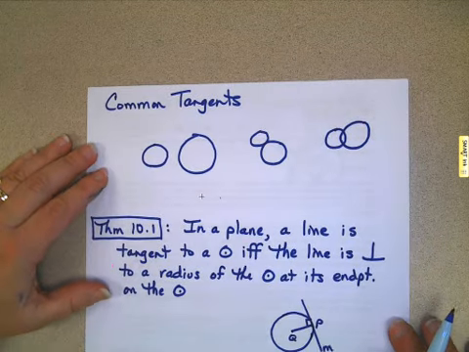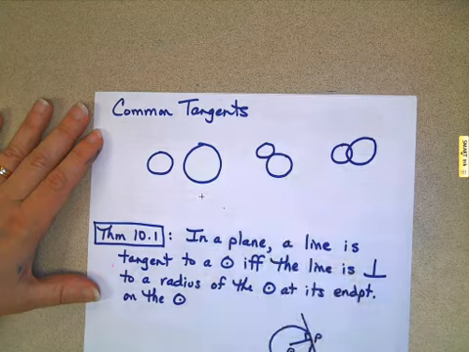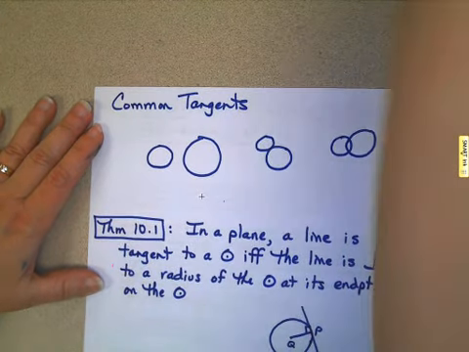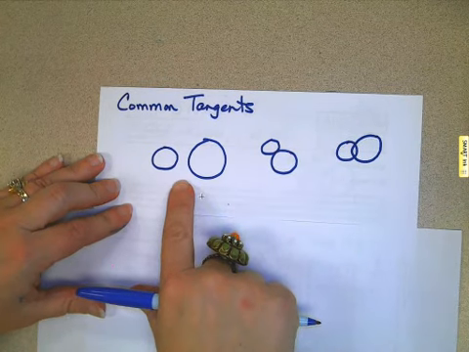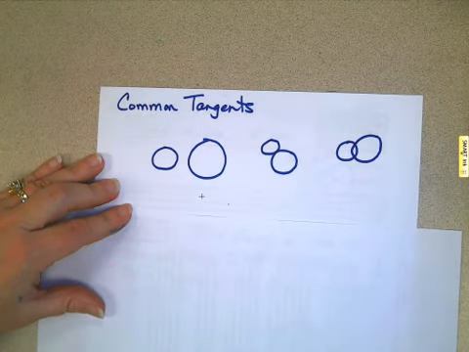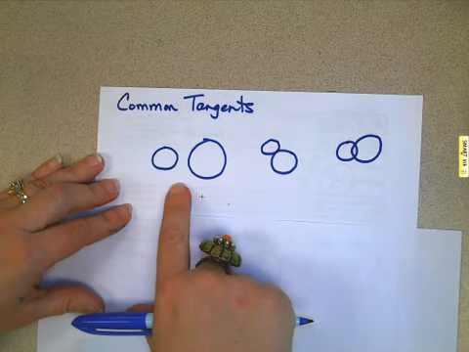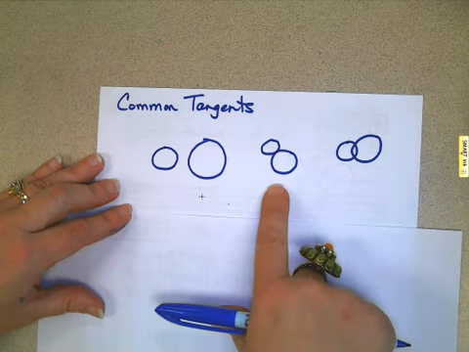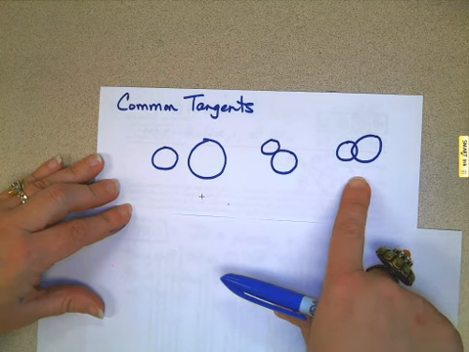Now, we're going to talk about common tangents, and we're going to take all 3 of these possibilities. Let's make sure that we're not distracted by this. Here we have 2 circles that don't touch. And so what you might want to do is pause the video and see if you can draw in all the common tangents for this situation, for tangent circles, and for 2 circles that meet at 2 points. So you might want to pause the video and try it on your own.